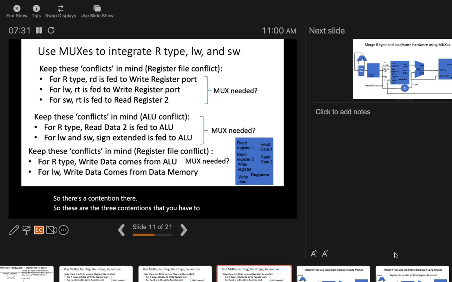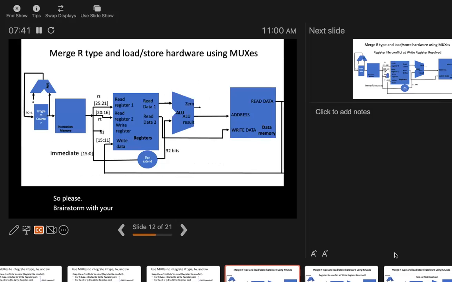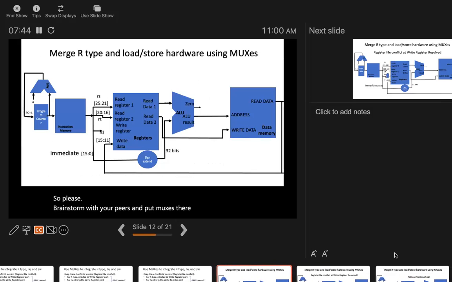You have three contentions. How many muxes would you need? 3 muxes. So please brainstorm with your peers and put muxes there to resolve this contention.